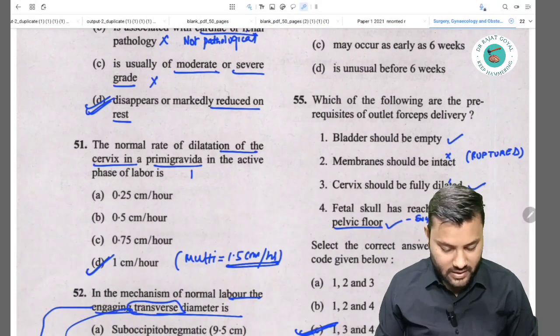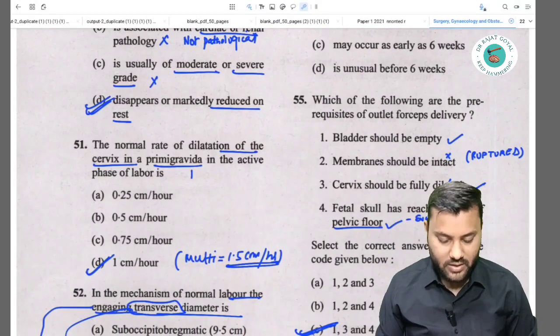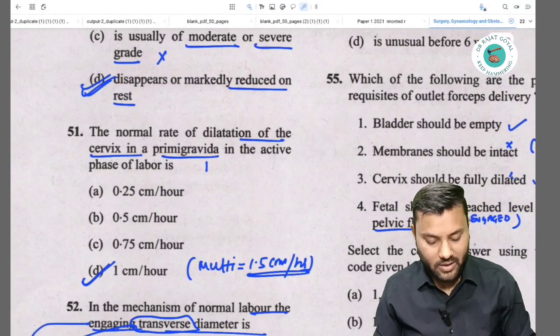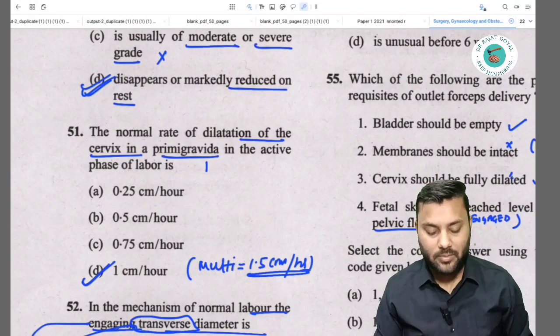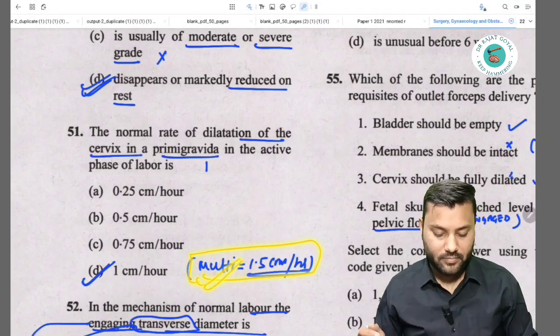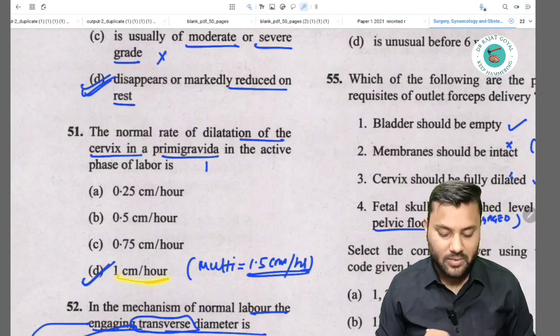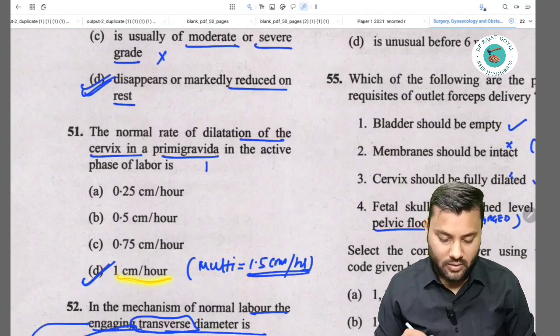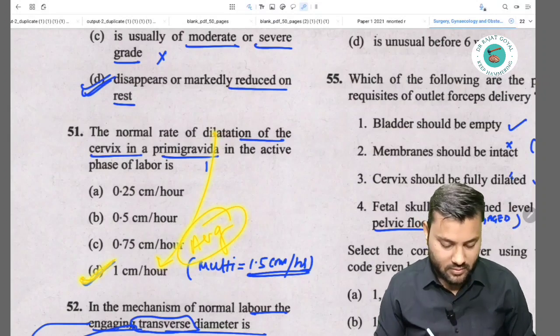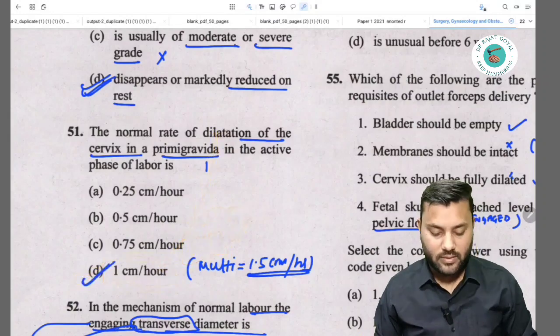The normal rate of dilation of the cervix in the primary gravida is, if we talk about the normal rate of dilation in the primary gravida, then it is 1 centimeter per hour, and in multigravida it is 1.5 centimeters per hour, but it can be more than 1 centimeter per hour. So the average dilation of the cervix is 1 centimeter per hour.